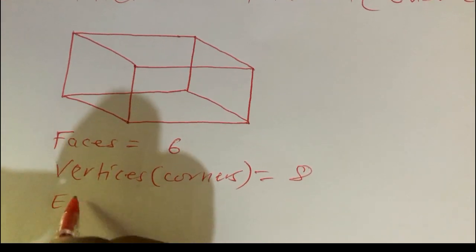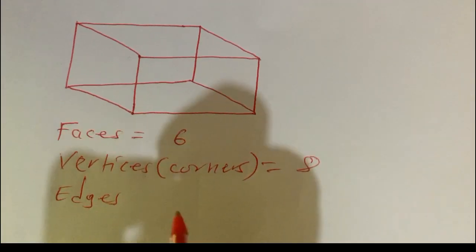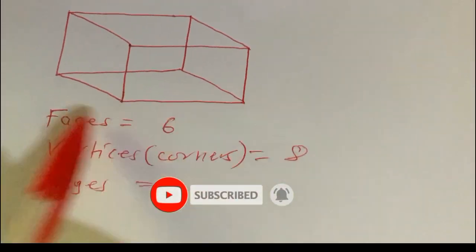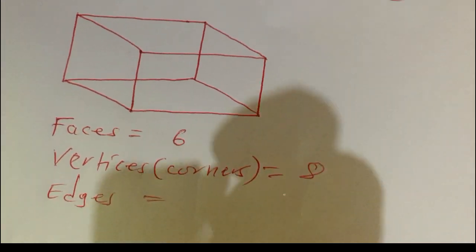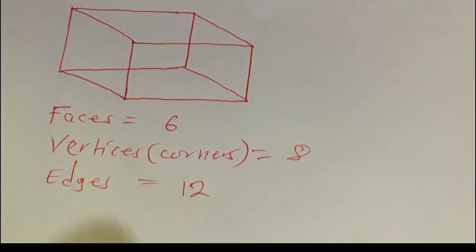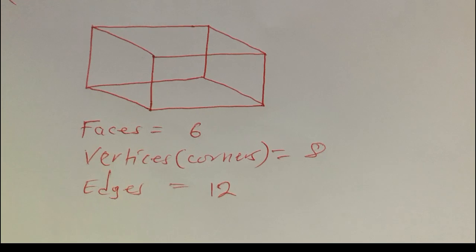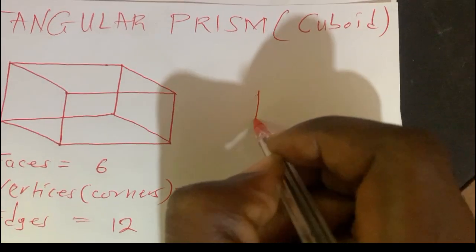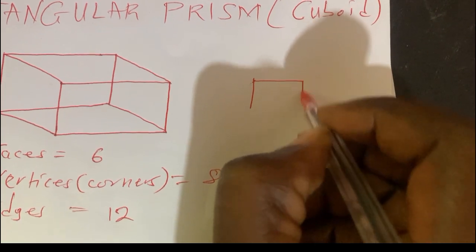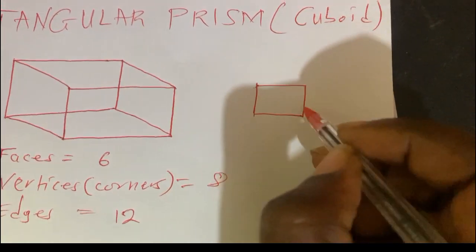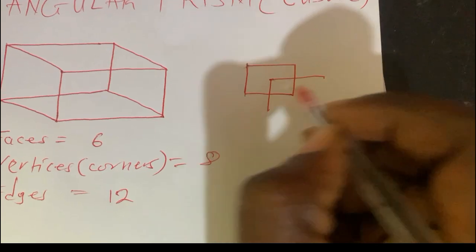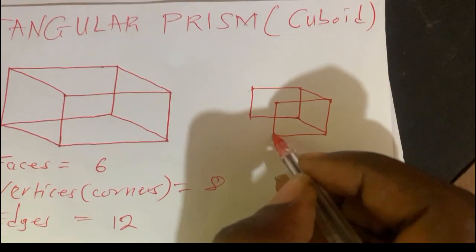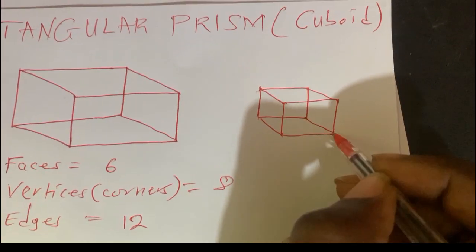Now the last thing we want to talk about is what? The edges. The edges are the line segments that form the shape, right? So we're going to count the lines. We're saying that a rectangular prism has 12 edges. Okay, now let us count these edges. Or probably let me draw a quick rectangular prism for us to use to count the edges. Okay, it's a very quick one.